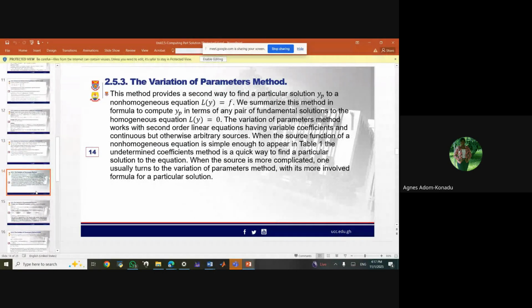Any question? Because we are done with the method of undetermined coefficients. We want to look at the variation of parameters. But any question before we move on to that?